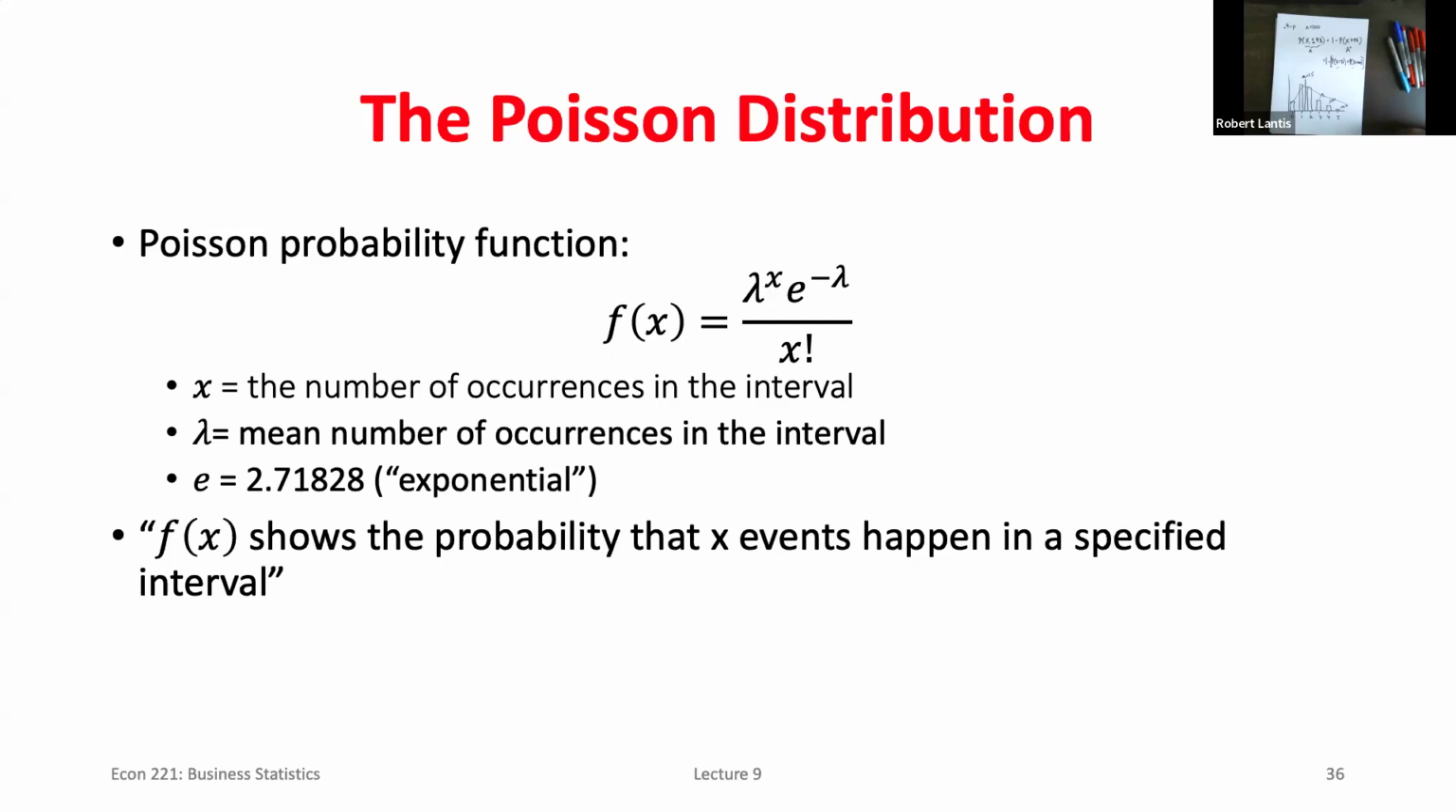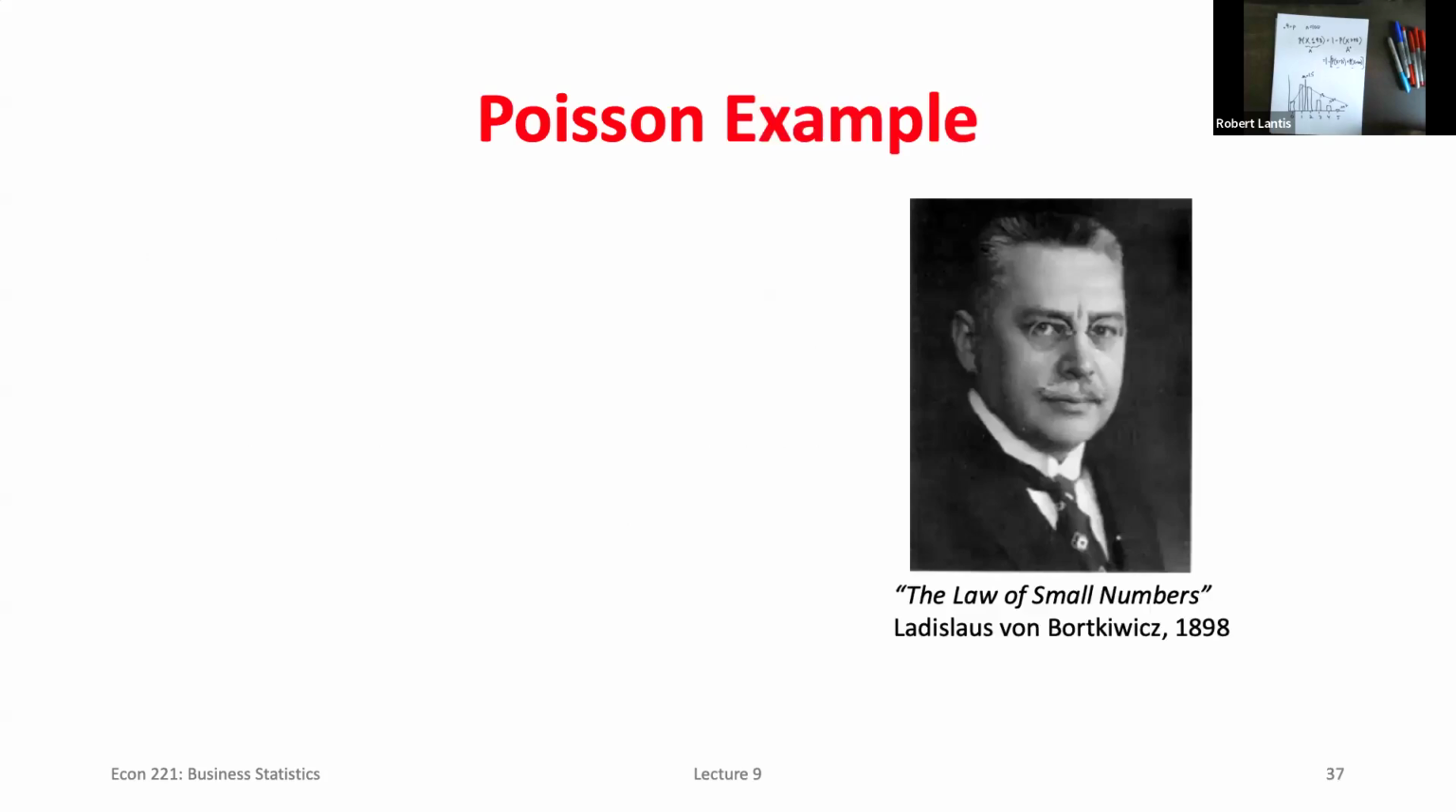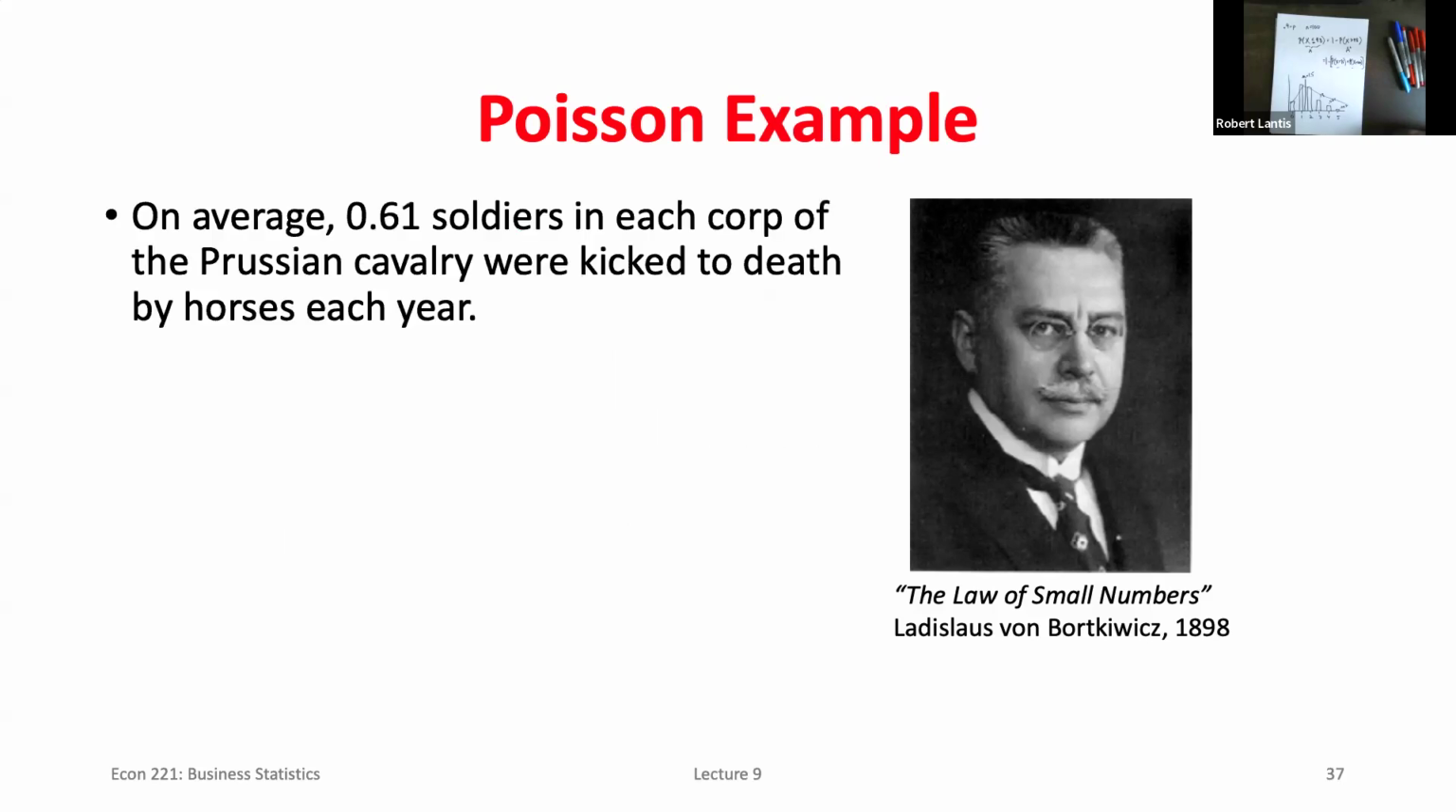So this probability distribution function shows us the probability that we see X number of events or successes or occurrences happen over that specific time or space interval we're looking at. So here, what was the setup? This law of small numbers book, which was written about 125 or 130 years ago, had this example where on average they were noticing over a year that 0.61 soldiers were dying from getting kicked to death by horses. The cavalry, right? Some people were getting trampled by their own horse.